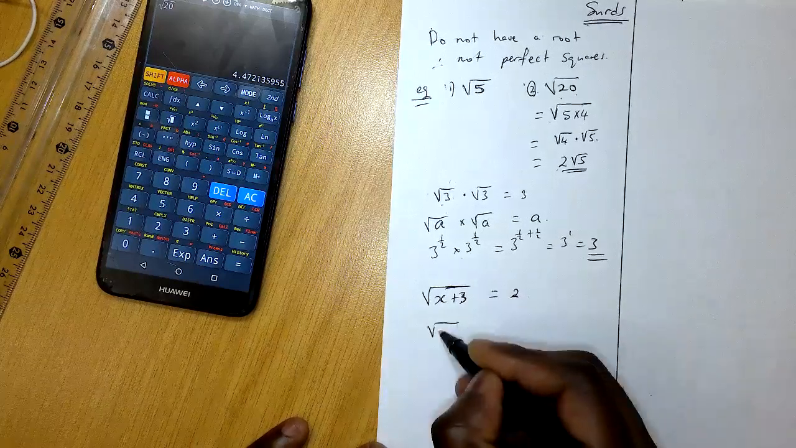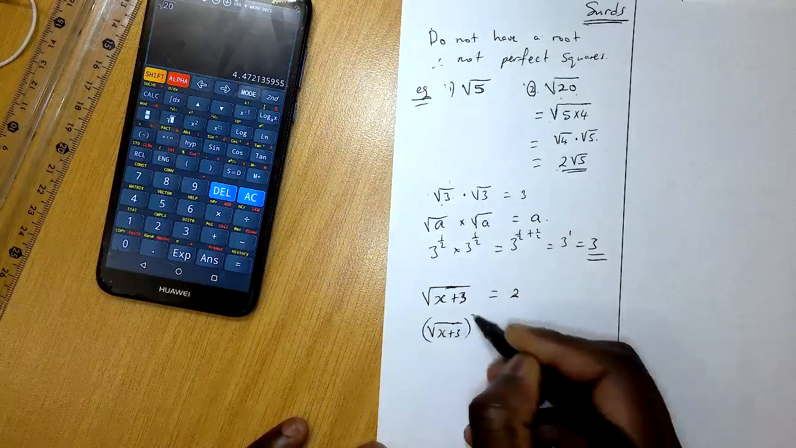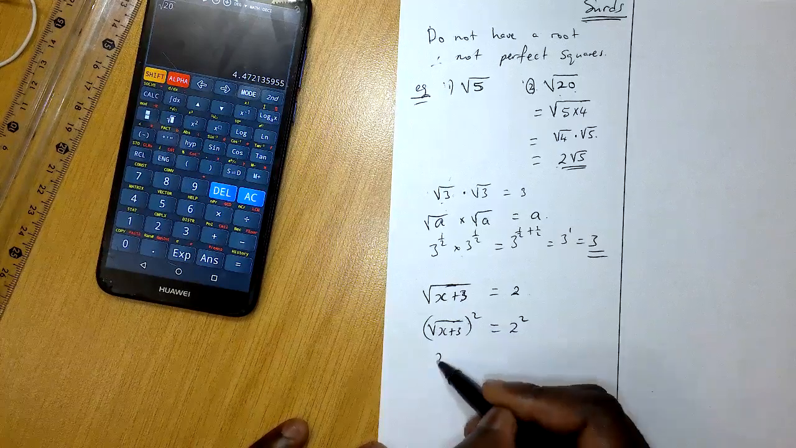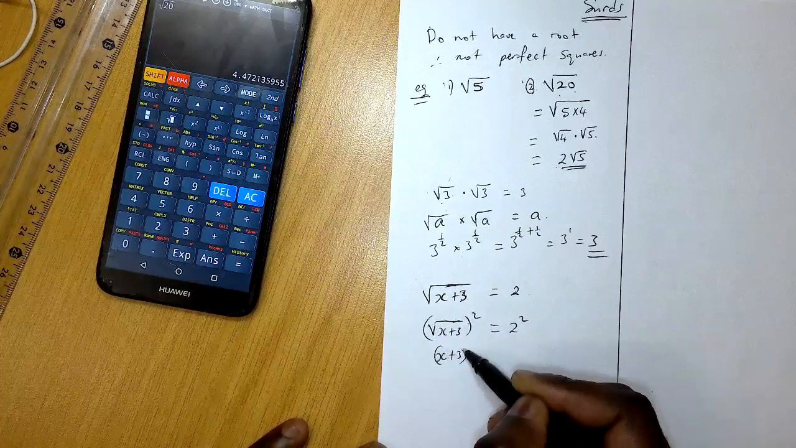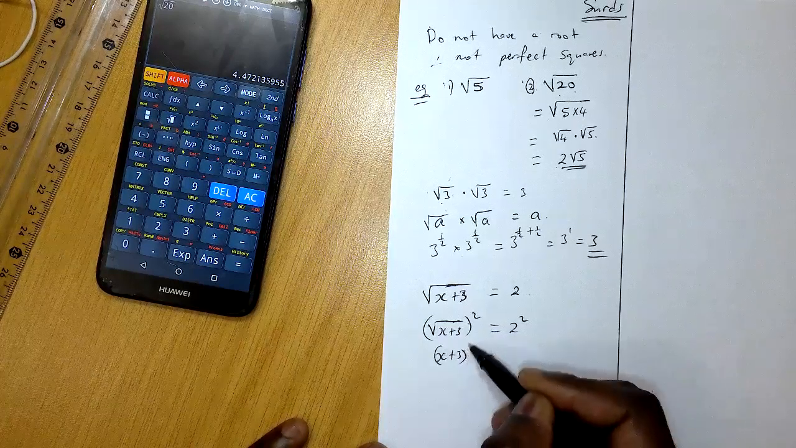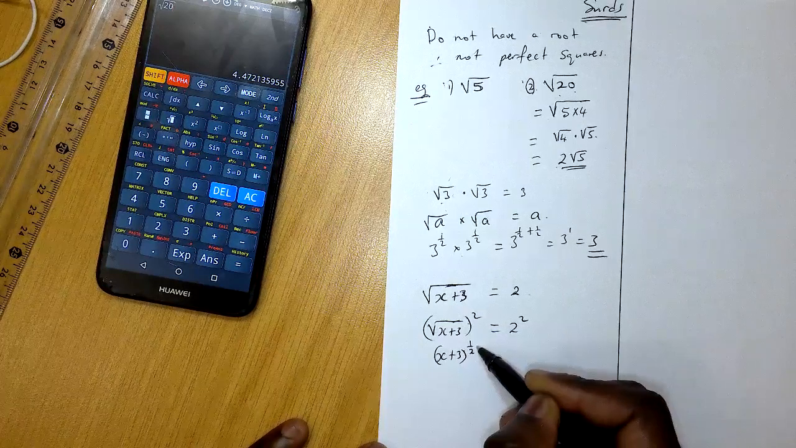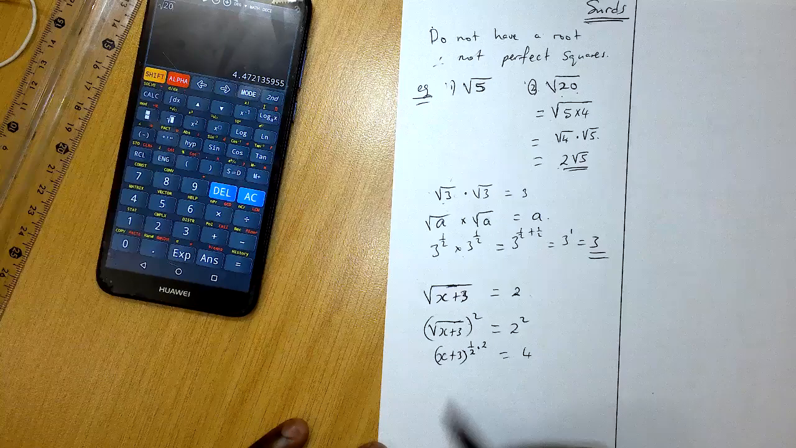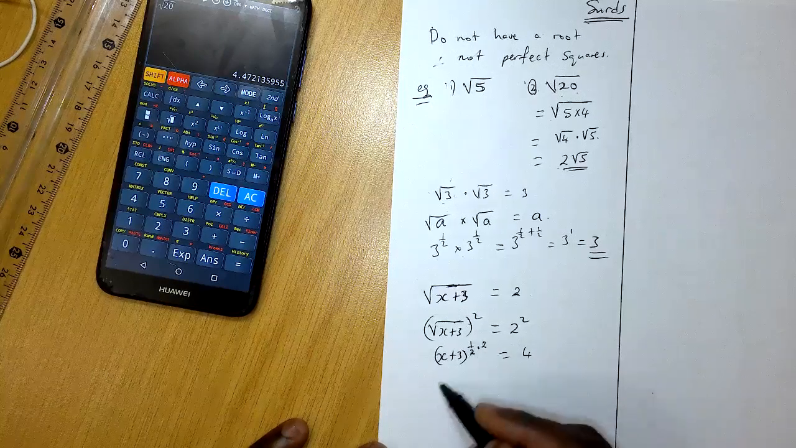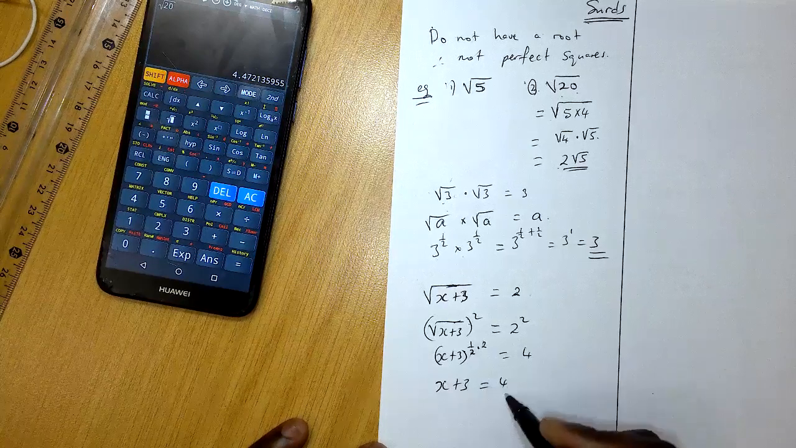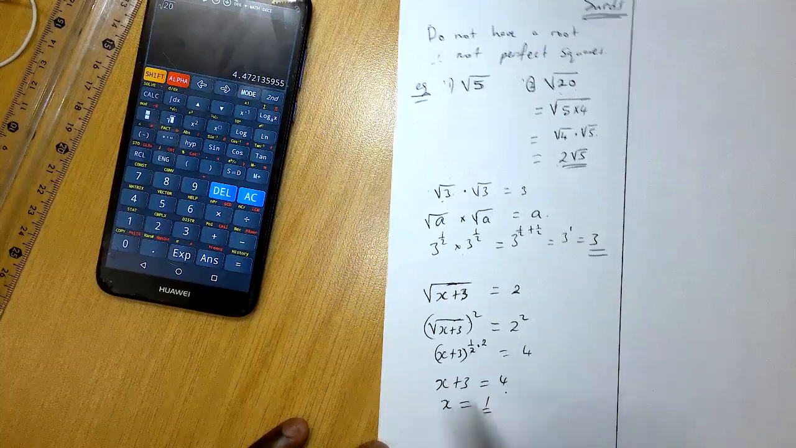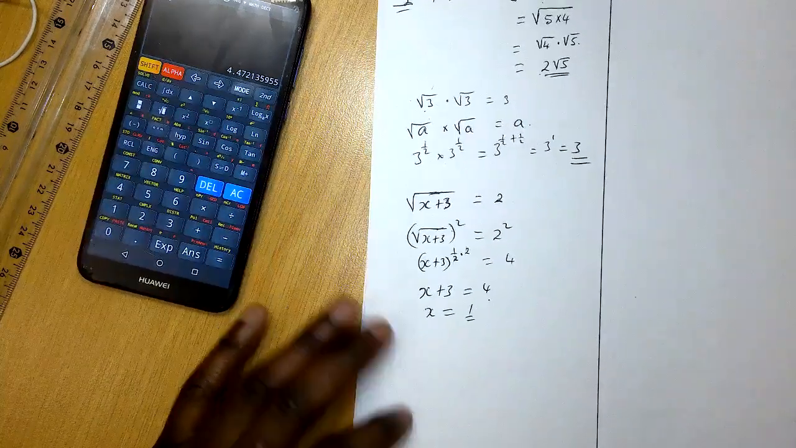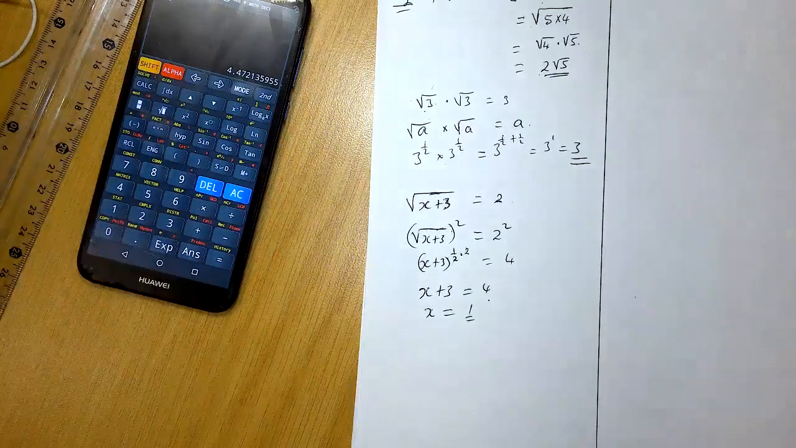You're going to say root of x plus 3, squared, is equal to 2 squared. Then these two will cancel, since x plus 3 is to the power of half, and because of the square, this will cancel, and this one gives us 4. So you're left with x plus 3 equal to 4. Then x will be equal to 1. That's what you need to understand there. You just try to check which other surd equations you can have.